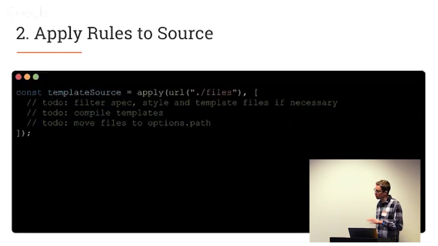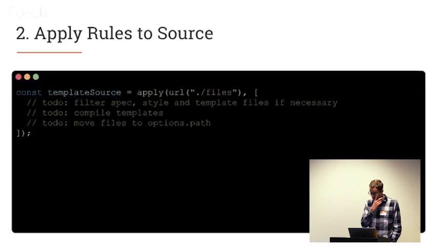Okay, we're racing towards the finish line. The next thing we want to do is apply the rules to our source. So we'll use this function called url, and we'll give it a path to our files directory. Then it's going to return a source. That's the class that it's going to return. And we'll provide that into our apply function, and we're going to apply a series of rules to the files in that directory.